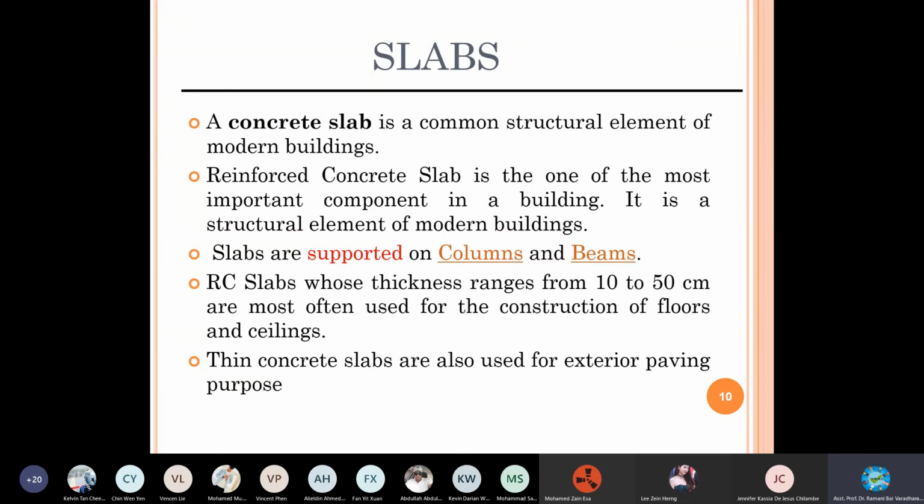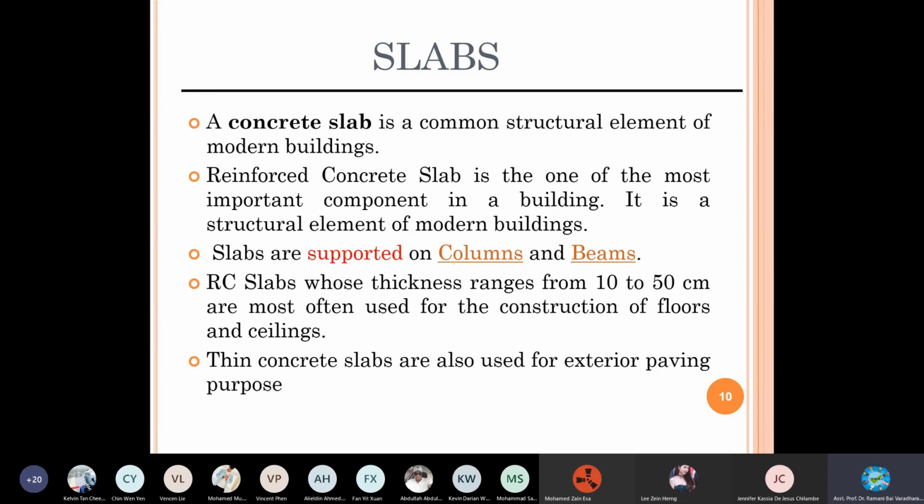A concrete slab is a common structural element of modern buildings. Every building. Why do I say modern building? In olden days, they always had a hut. The roof would always be a hut type, draining water naturally in a triangular form, right? So far, they never used the slab.